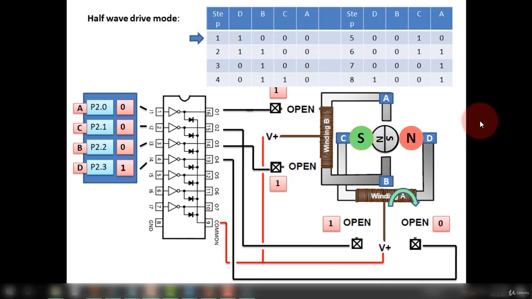As we have seen, in wave drive mode and full wave drive modes, motor will be rotating by 90 degree. Here you can see in half wave drive mode, motor is rotating 45 degree. Hence it improves angular resolution of stepper motor.